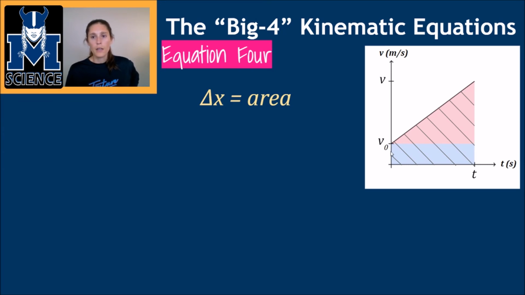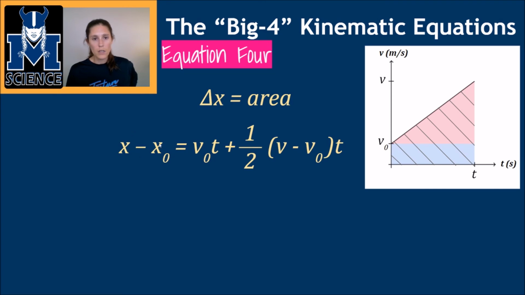If we were to find the area, we would add the area of this rectangle to the area of this triangle. So let's look at what that looks like. The displacement is going to equal the area. Well, the area is v naught t, so that's the area of this blue rectangle, plus 1/2 the height times the base of this triangle here. We get our height by taking v minus v naught, and our base of this triangle is t. So that's our area of the triangle, this is our area of the rectangle. We add them together and we get the displacement.